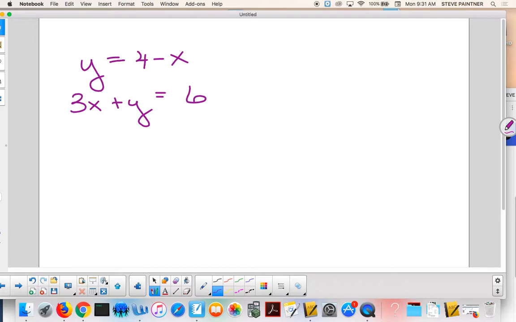This equation's in what form? Slope-intercept form. This equation's in what form? Standard. Now, you either put them both in standard form, or you put them both in slope-intercept form. I don't care. But the last 3 problems we did, haven't they always been in standard form? So let's just keep it in standard. So this one, we're not going to change it. 3x plus what? Equals 6.